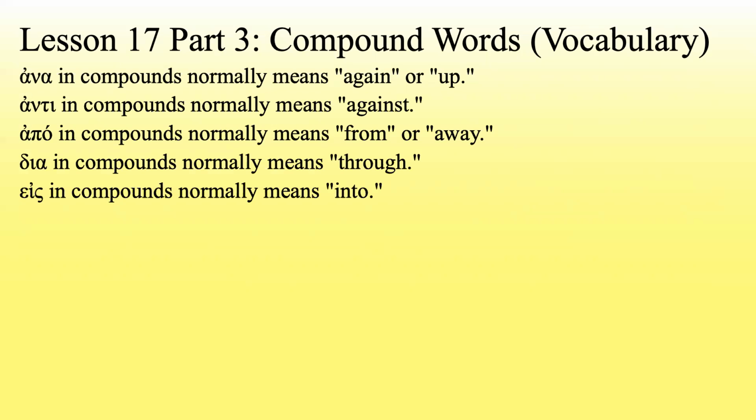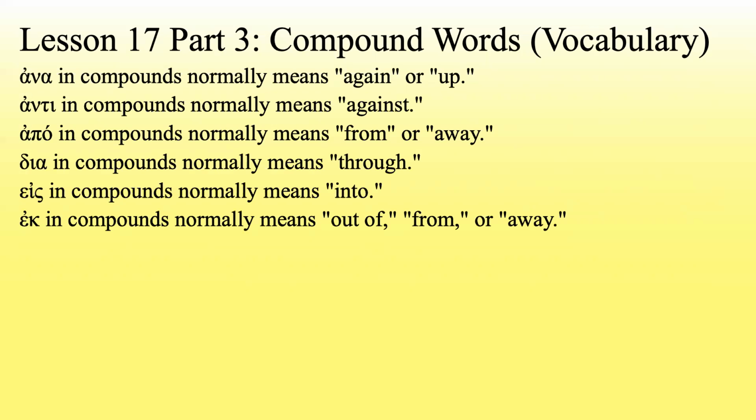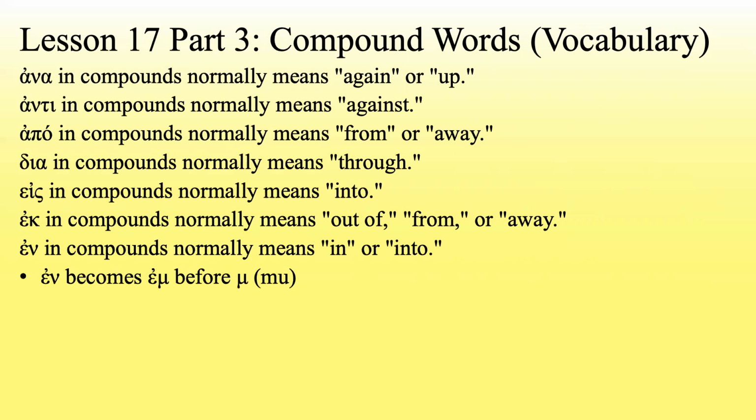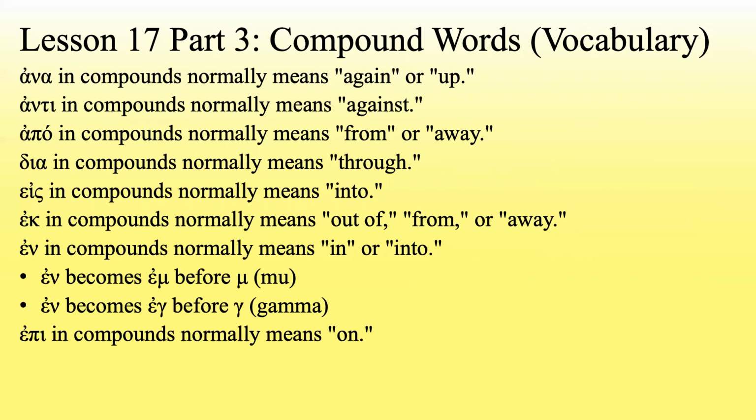Dia means through. Ace means into. Ek means out of, from, or away. En means in, into. Now, do note, N becomes M before a mu. This is something called morphophonemics, which if you take the phonology class, you'll learn about letters becoming like the sounds that are around them. N becomes ang before a gamma.